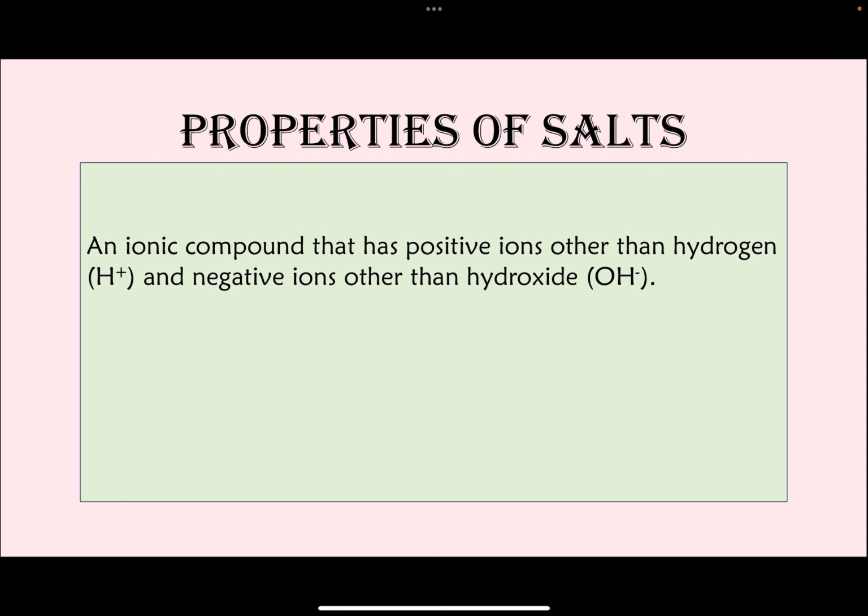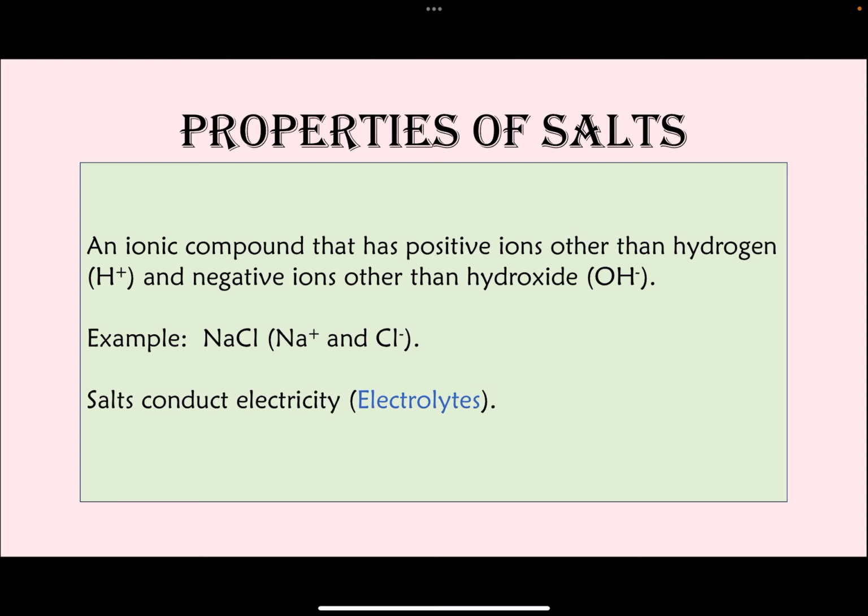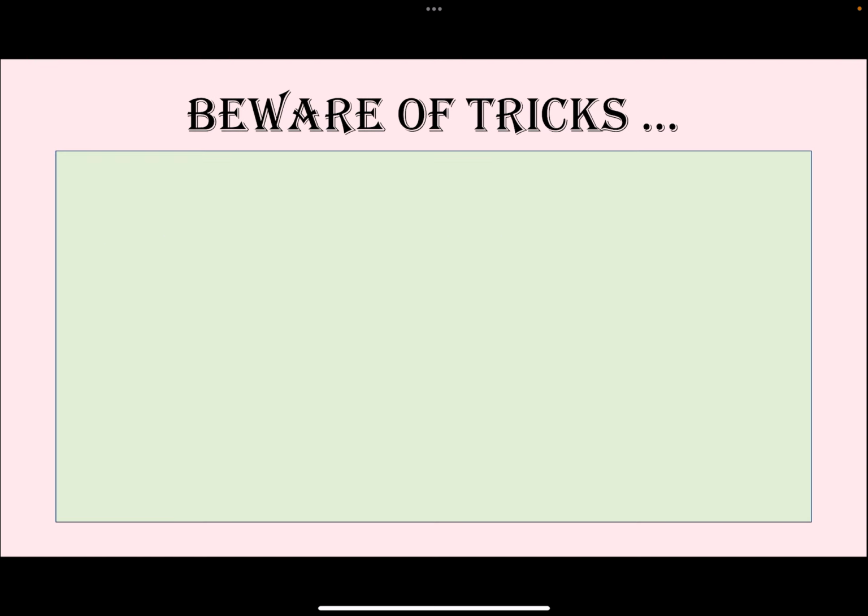Salts are ionic compounds that have positive and negative ions. The positive ion could be any ion out there other than the hydrogen ion, and the negative ion could be any ion out there except the hydroxide ion, because if something has a hydrogen ion as the positive ion, it's an acid. If it has hydroxide, it's a base. So NaCl is a good example of a salt. This is your table salt. We have sodium ions and chloride ions. Salts are also good conductors when they are in solutions, so they are also electrolytes.